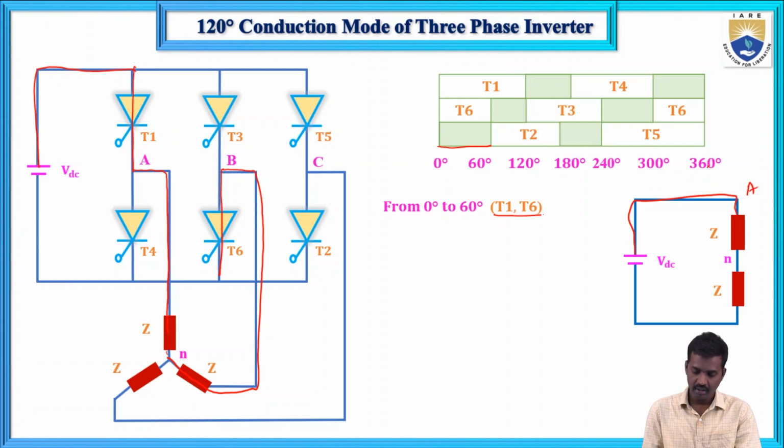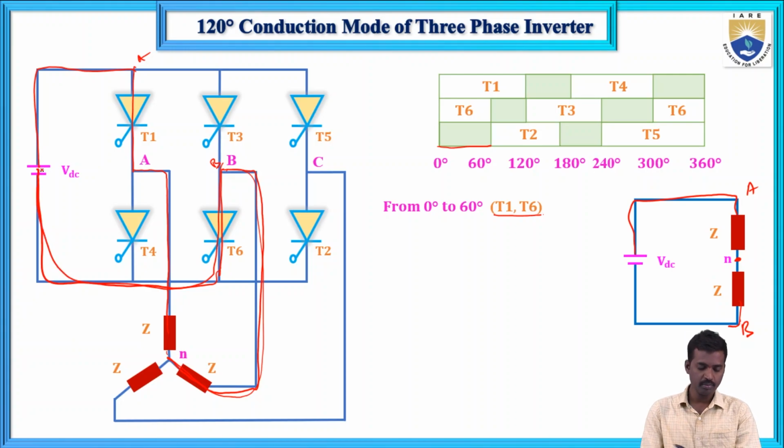This is A, this is B. So this is A and this is B. So B is connected through Z. This is N, from B.